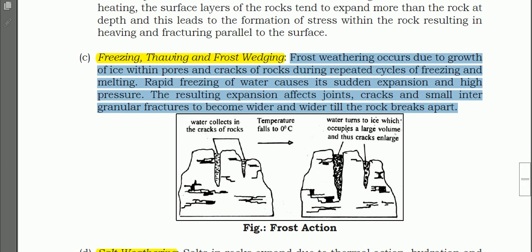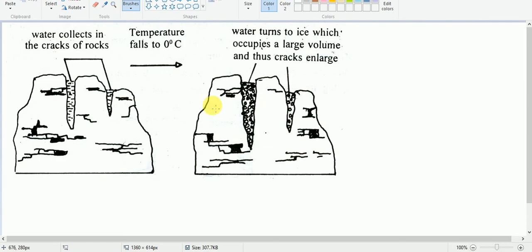So now let us see one more diagram here. See, it is mainly occurred in the cold areas, in the polar areas, in the cold areas. Let us say this is a block of rock, and here this is a crack, and this is another crack. So when there is rainfall, rainwater may enter and fill this crack, or maybe due to dew. These cracks may be filled with water. And during the night time, when the temperature falls below 0 degrees Celsius, the water will be frozen here.